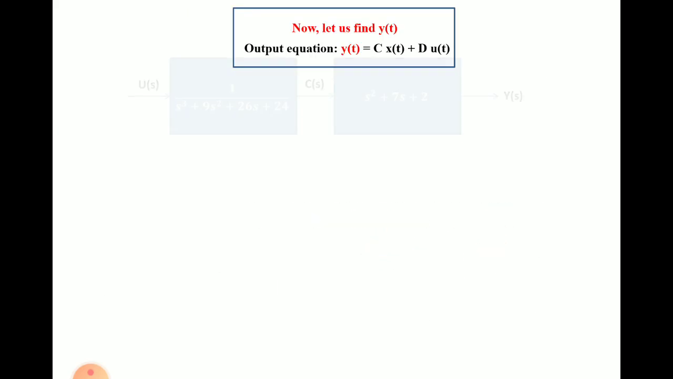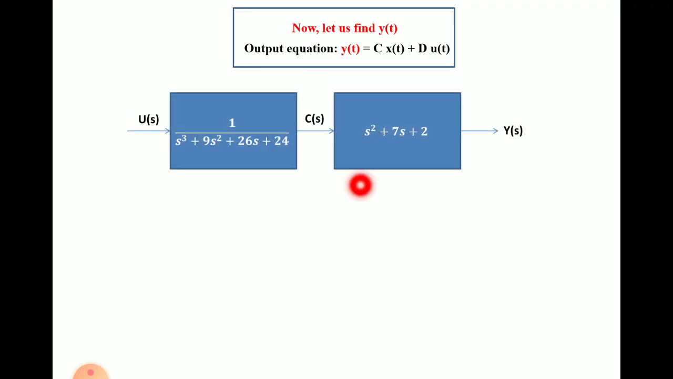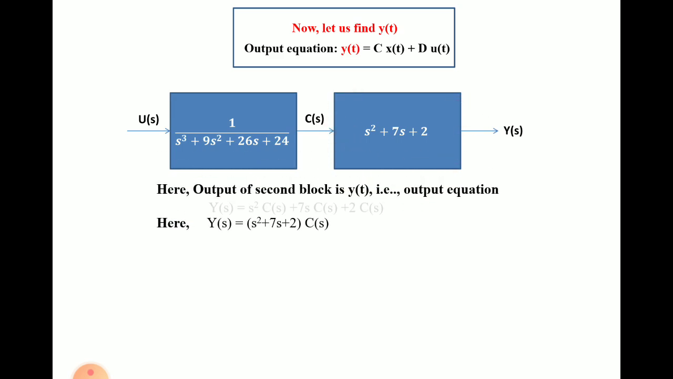Now we will develop output equation. So now output equation is y of t is equal to C into x of t plus D into u of t. So now again we will refer the block diagram which we had written earlier. Now here you see Y of s, if we want y of t, it will be derived from Y of s, right? So what is Y of s? The output of the second block. So what is Y of s here? Again, Y of s is C of s multiplied by s square plus 7s plus 2. So you will get an expression like this.